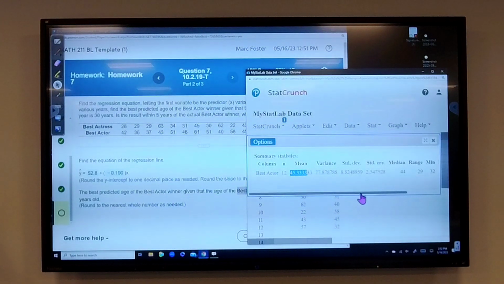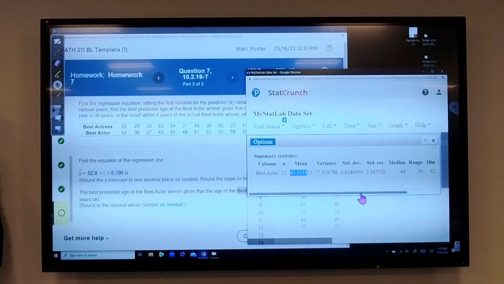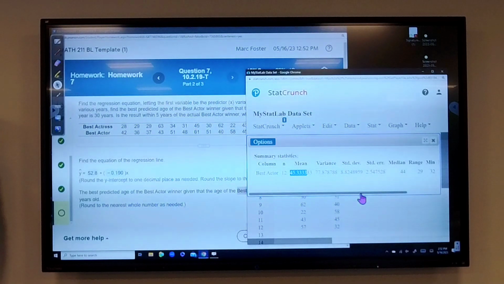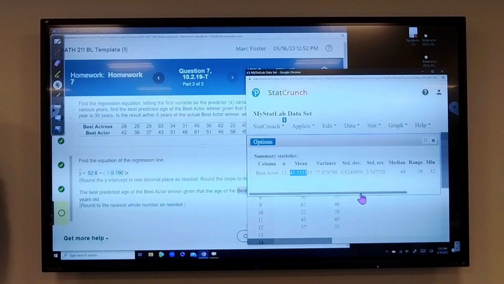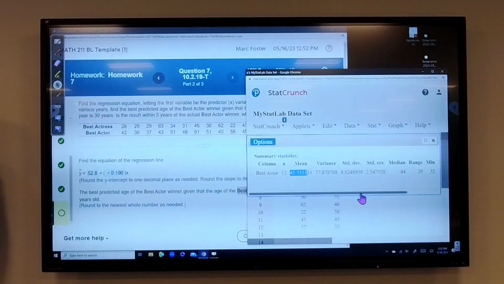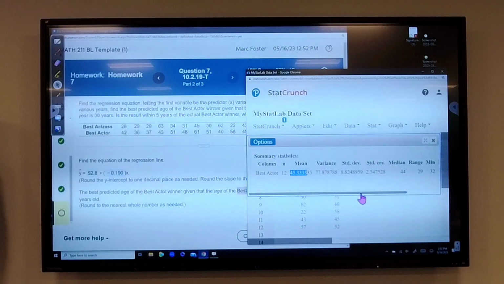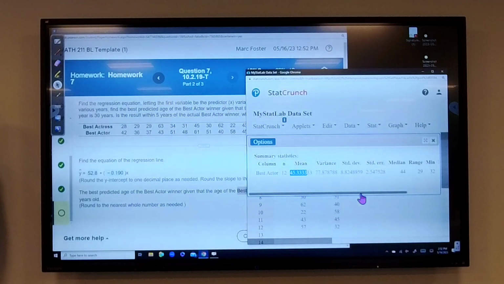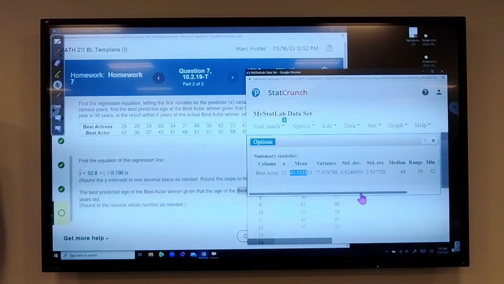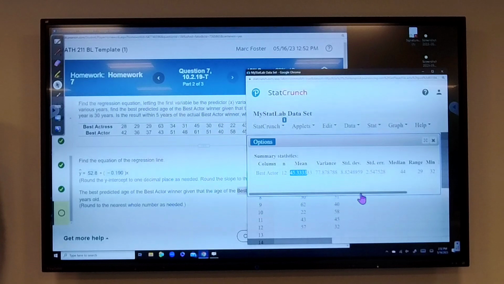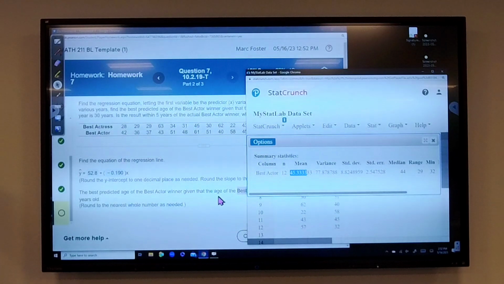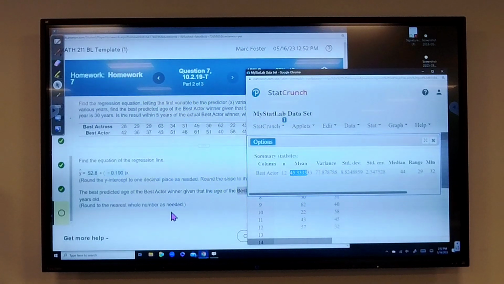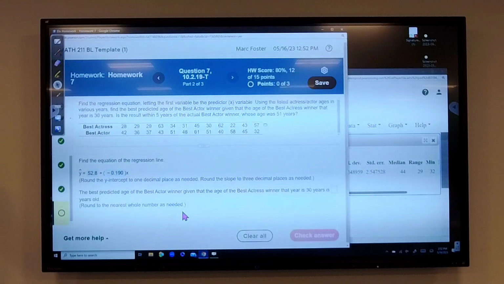If we expect that there's not a correlation, then the estimate for what the age of the best actor is should not depend on what the age of the best actress is. Right? The best actress could be any age, and the age that we'll pick for the best actor will just be the same. Round to the nearest whole number, so that would be 45.